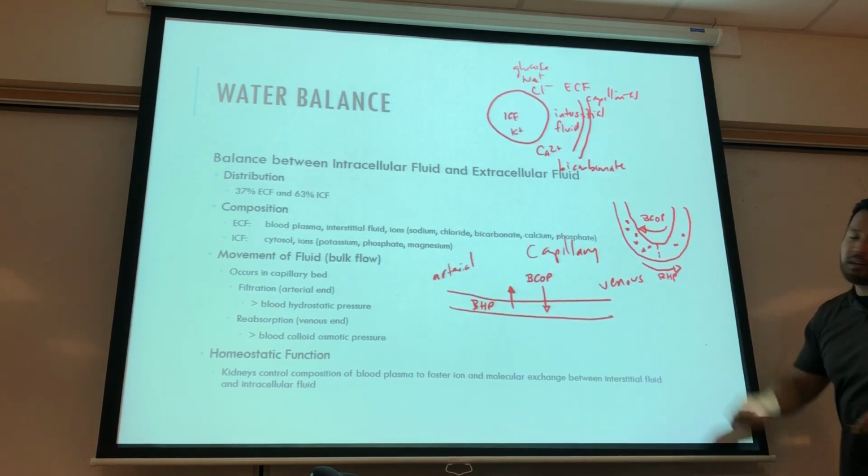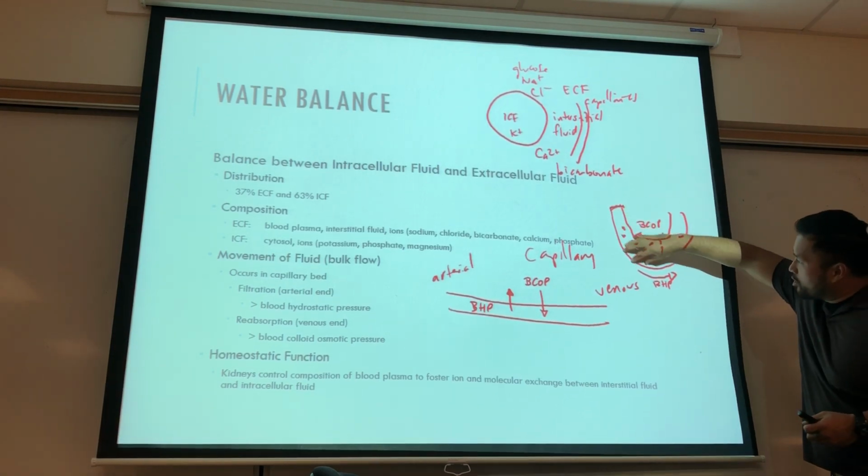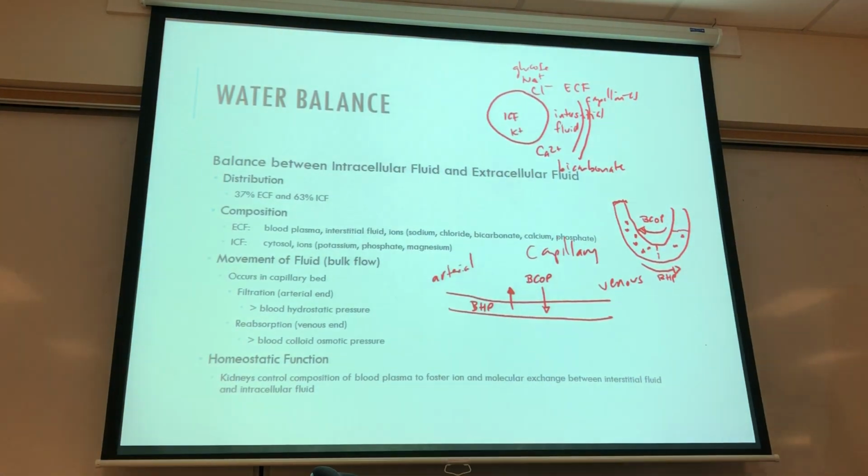Blood hydrostatic pressure is due to the buildup of all that fluid on the left side. Now you have this hydrostatic column. This is going to exert a pressure of pushing water back the opposite way.